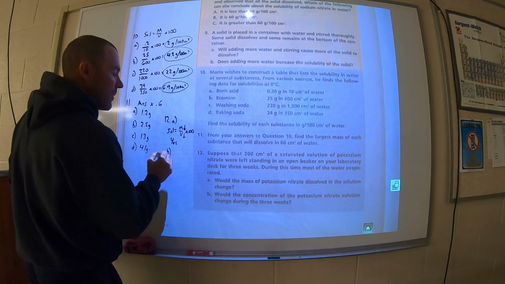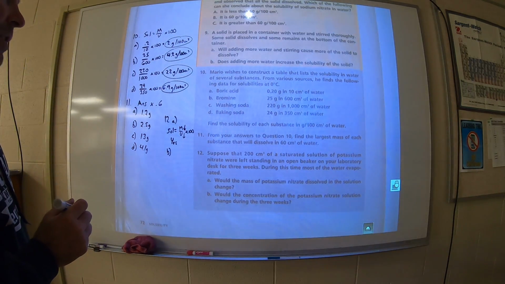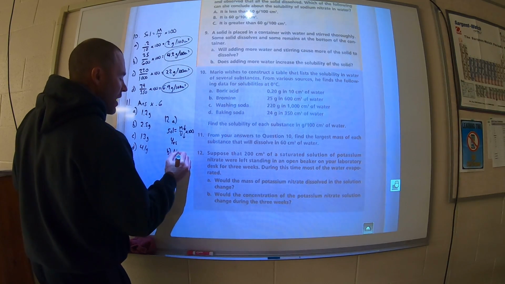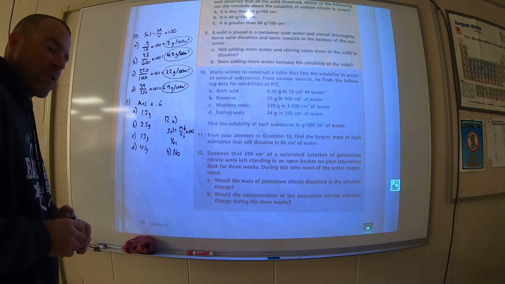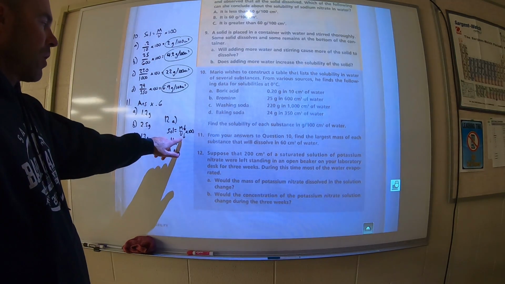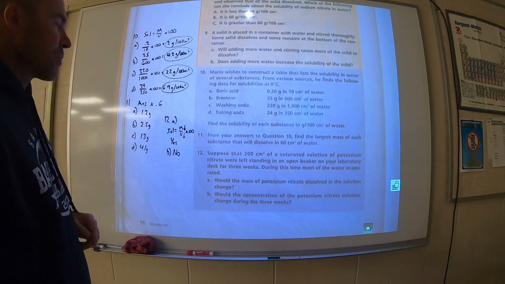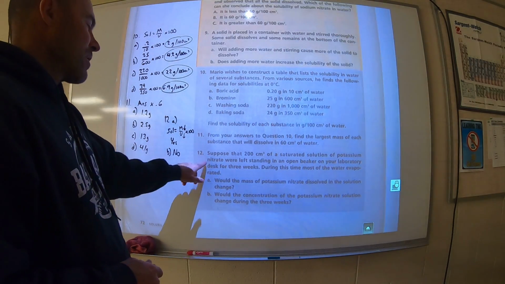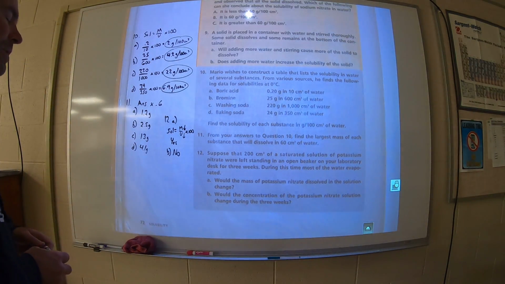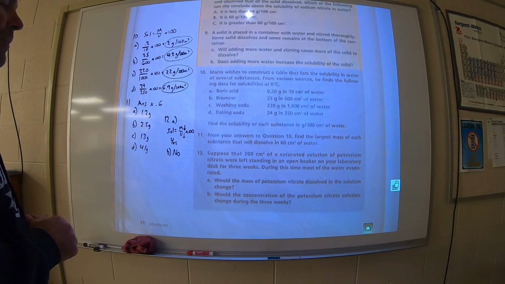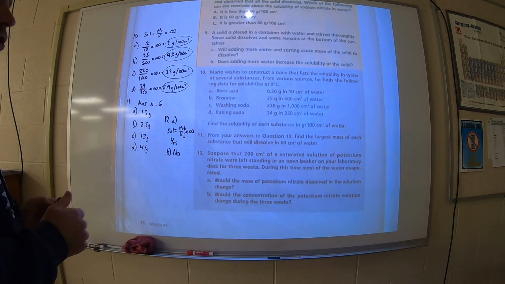And then letter B, would the concentration of the potassium nitrate solution change during the 3 weeks? No. It's going to stay saturated. So whatever the solubility is, it's going to stay at that number. So even though the water is decreasing, the amount of mass that's in solution is going to decrease too. So the solubility for potassium nitrate is about 30 grams per 100 cubic centimeters at room temperature. It's going to stay at 30 grams per 100 cubic centimeters that entire time until all the water's gone, and you're just going to be left with solid.